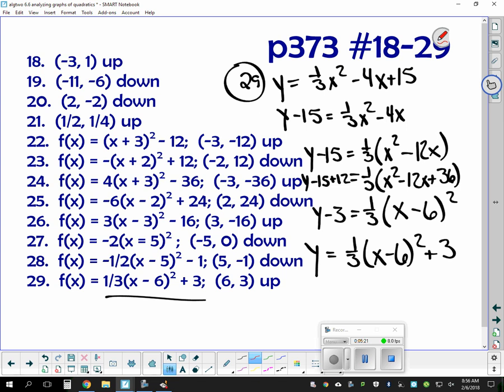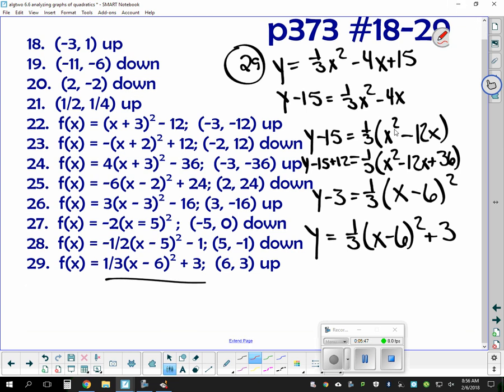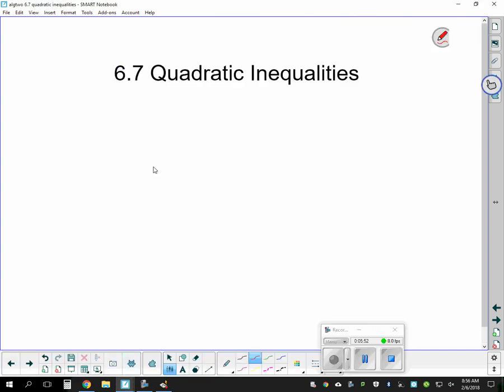Other homework questions? Isn't this stuff fun? It's like such good algebra. I love it. Nothing else? All right, well, the next section is much easier. No, really it is. 6.7, it's the last section in the chapter.